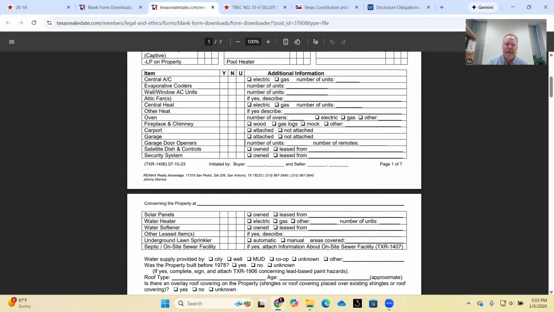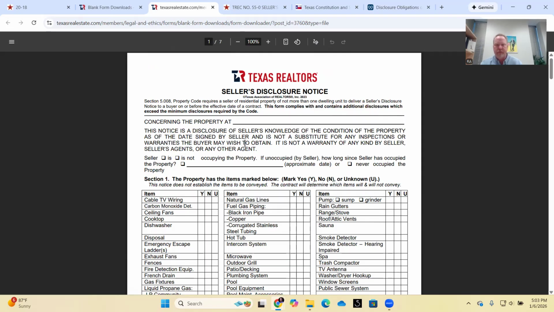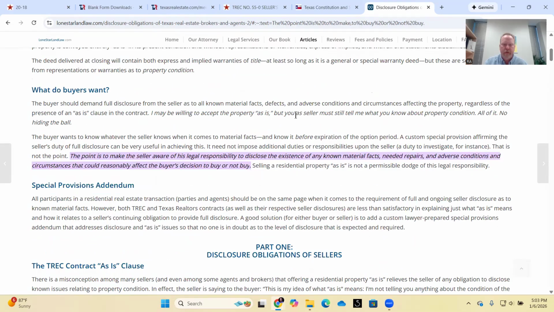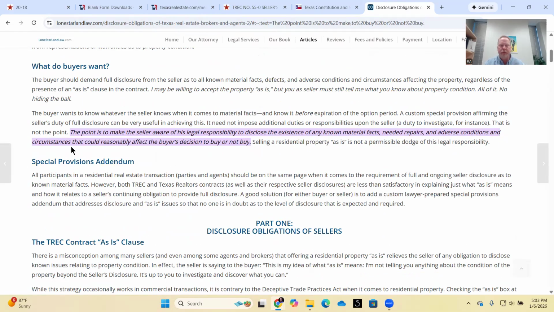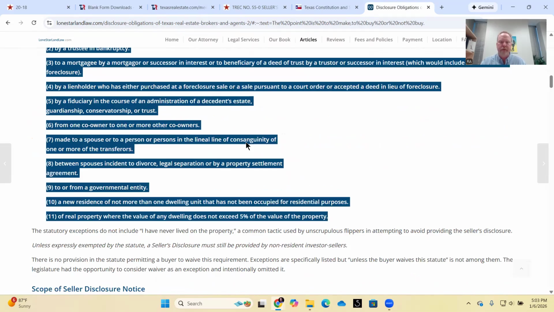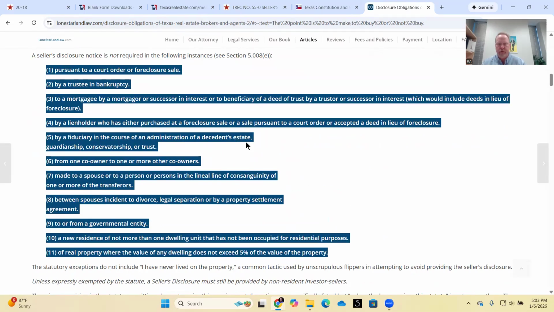Now, we said there were 11 exceptions, right, from the last video. Again, these are those 11 exceptions. Something important for you to understand. Even if they're an exception, meaning they don't have to fill out a seller disclosure notice because it's a foreclosure property, okay? If they know of any material defects, or they know of what we've covered up here, or there's any adverse condition or circumstance that could affect a buyer's decision to buy, if the seller knows those things, even though they're not required to fill out a seller disclosure notice, they still have to disclose those things.